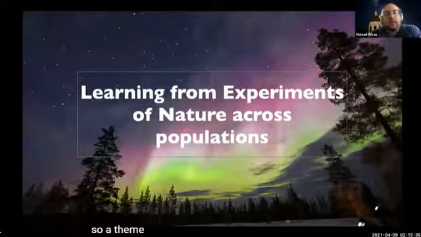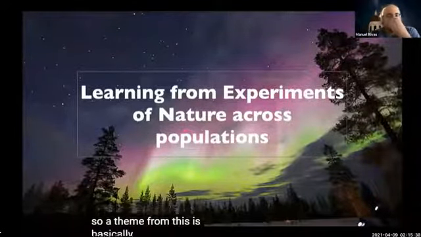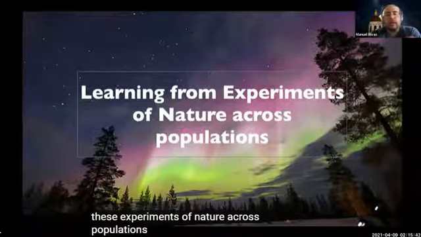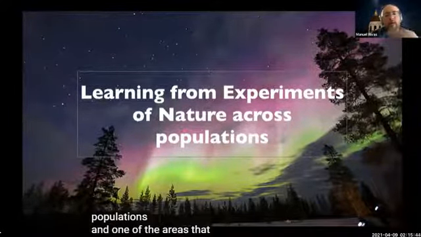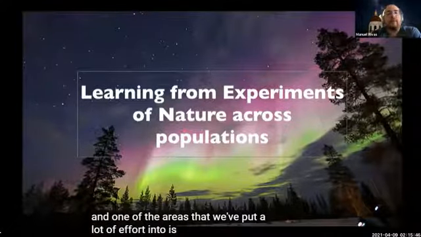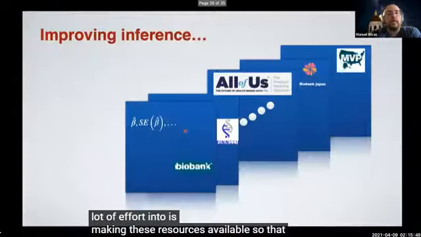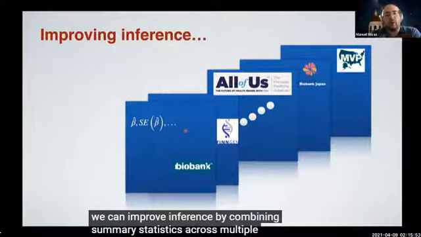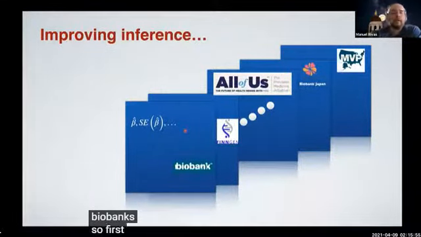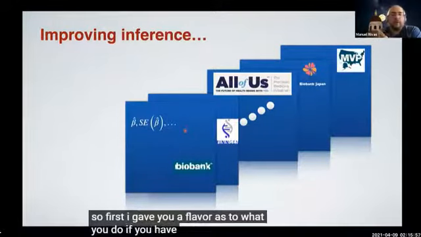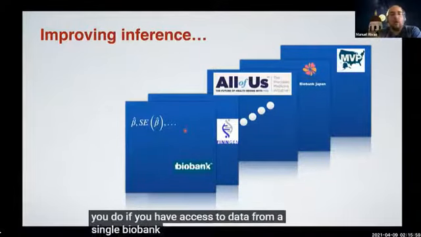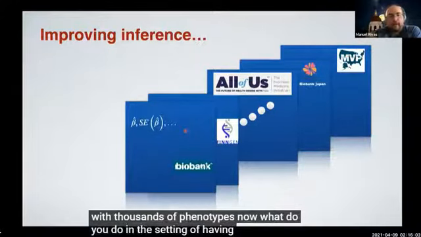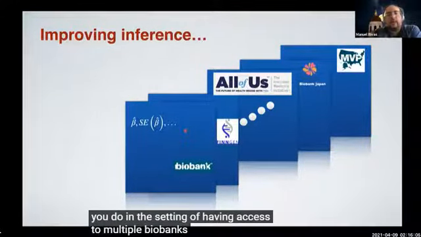So a theme from this is basically the idea that we learn from these experiments of nature across populations. And one of the areas that we've put a lot of effort into is making these resources available so that we can improve inference by combining summary statistics across multiple biobanks. So first, I gave you a flavor as to what you do if you have access to data from a single biobank with thousands of phenotypes. Now, what do you do in the setting of having access to multiple biobanks?